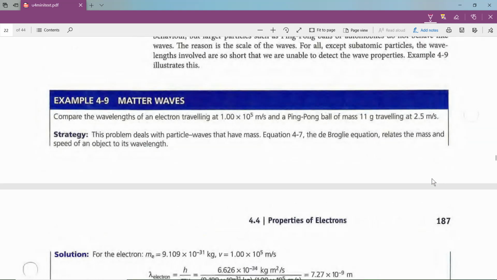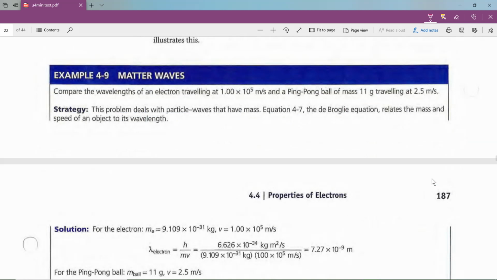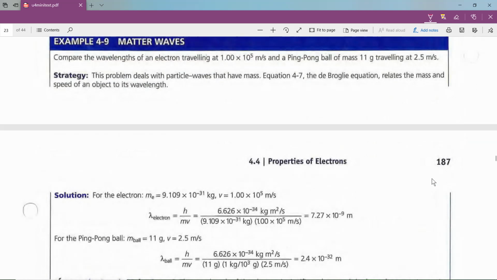And this question here, I'll just very quickly show you. Matter waves: if I want to get the electron, example 4.9, there it is, h over mv. So you get 7.27 by 10 to the minus 9 meters, okay, which can be interacting in spectroscopy with electromagnetic radiation.